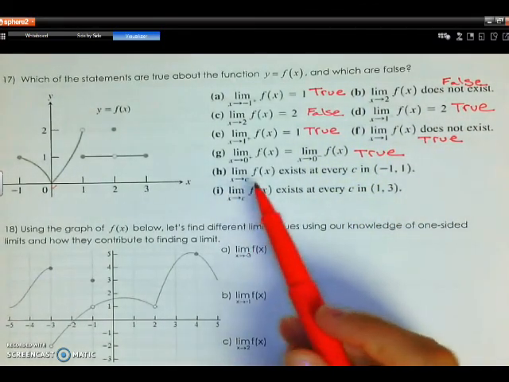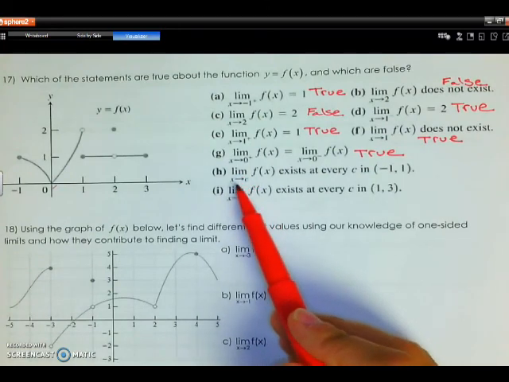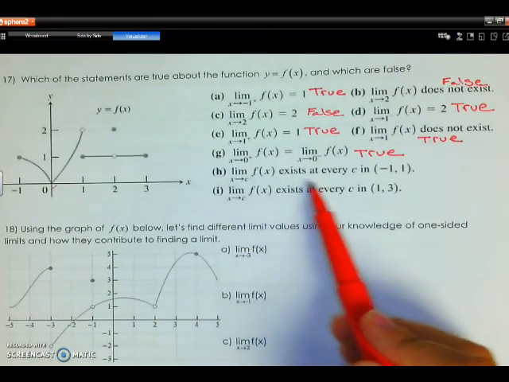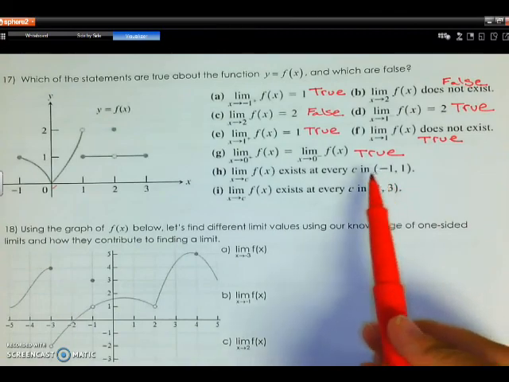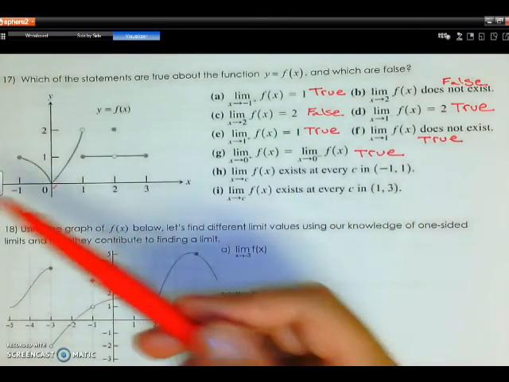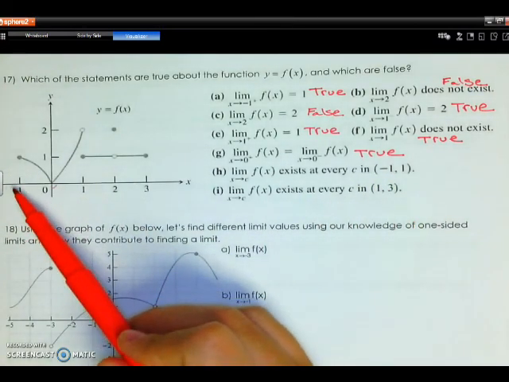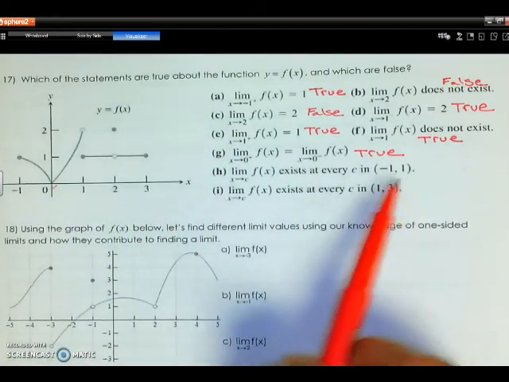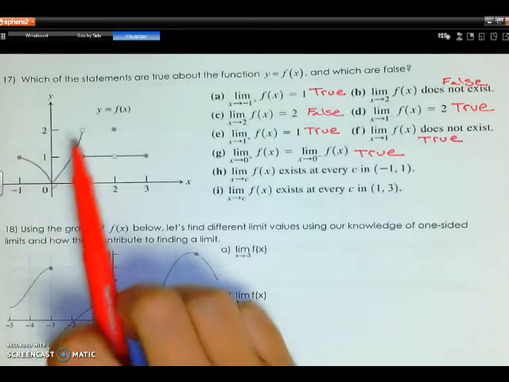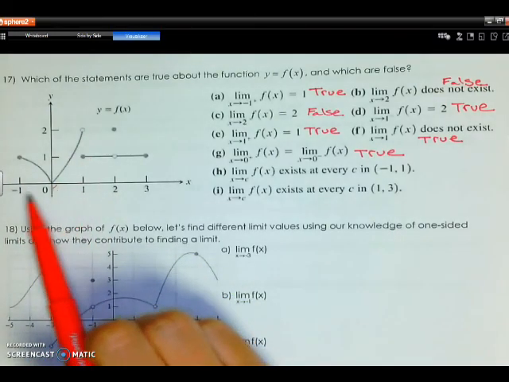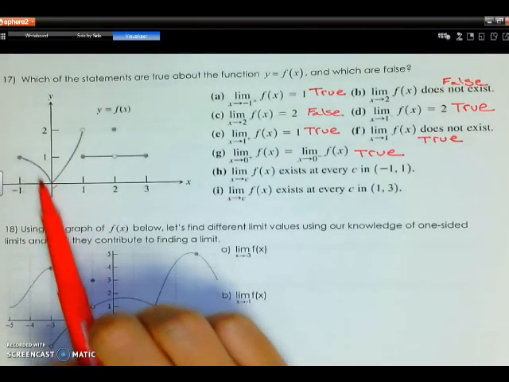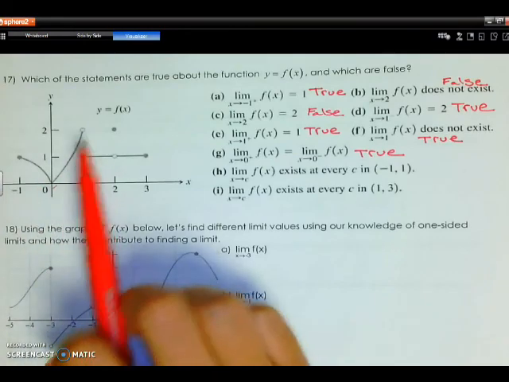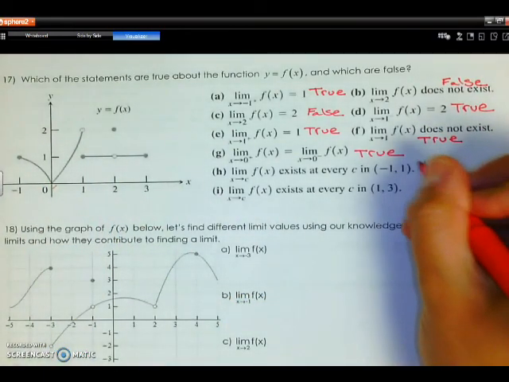And let's see. The limit as x approaches c exists for every c in the interval -1 to 1. So between -1 and 1, okay, not including 1. Notice there's no bracket there. So does the limit exist for every x value in there? Basically that's saying, is this graph continuous during that interval? And that is true.